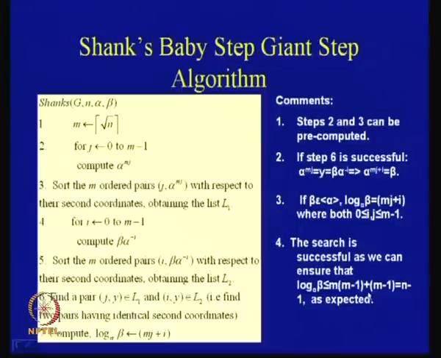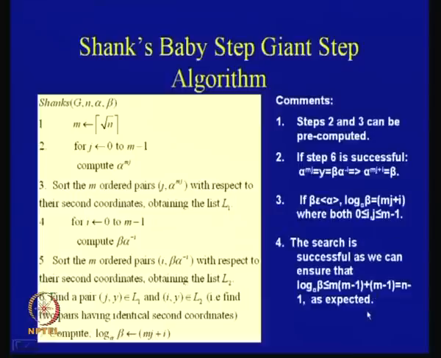So, when you plug in these maximum values, you get m into m minus 1 plus m minus 1, that is nothing but m minus 1 into m plus 1, that is equal to m square minus 1. So, m square minus 1 is nothing but n minus 1, and I know that the logarithm of beta with respect to alpha can be maximum equal to n minus 1.